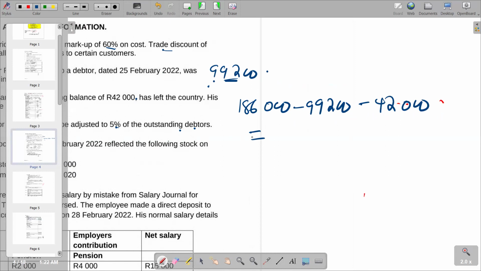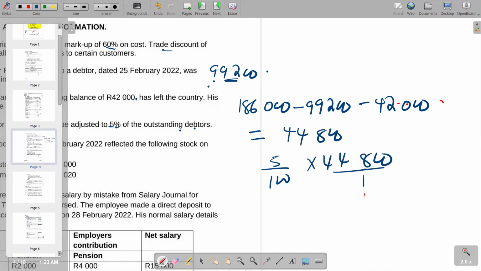So by saying 186,000, and then you subtract your 99,200, and then obviously if you subtract your 42,000 again, you're going to get your figure as 44,800. So we're going to say now 800. The figure that we get, you multiply by 5%. Of course, 5% as a decimal is 0.05. And we are going to get your answer.